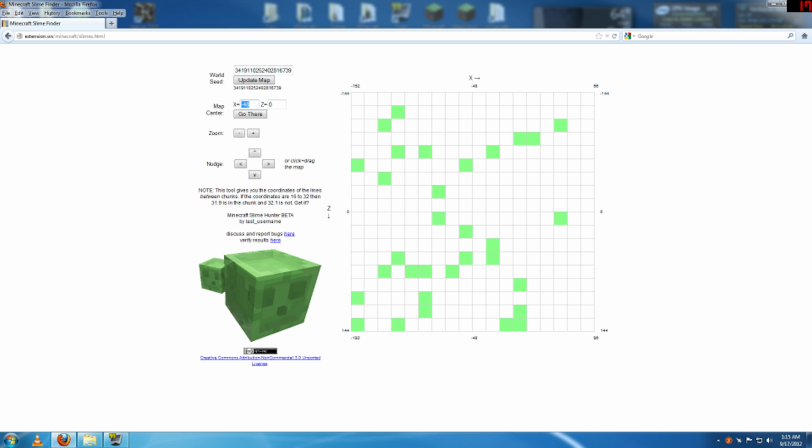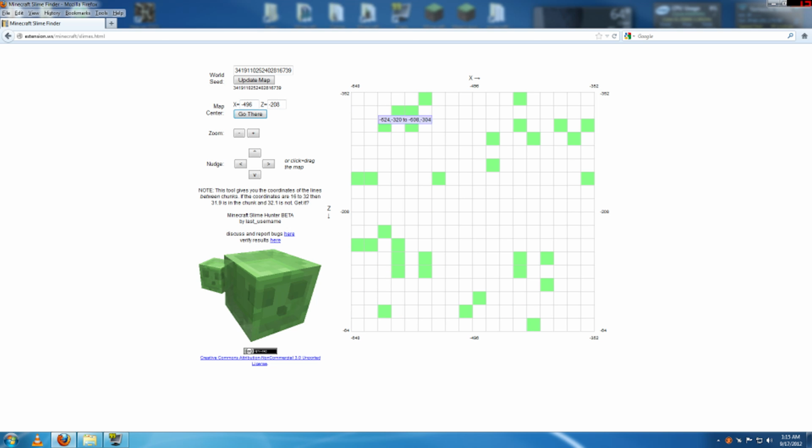So if we wrote down our measurements earlier, which were -487 and -206, bam, go there. Our numbers changed because it's going to give us the closest number within the chunks. A chunk is a 16 by 16 square. So all these squares in here are not blocks in Minecraft. These are actually 16 by 16 blocks. So 16 blocks this way, 16 blocks this way, 16 blocks this way, and 16 blocks that way. That makes one chunk. That's how Minecraft is coded. That's why these are all chunks.